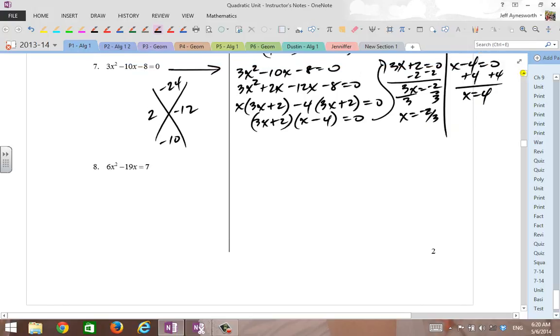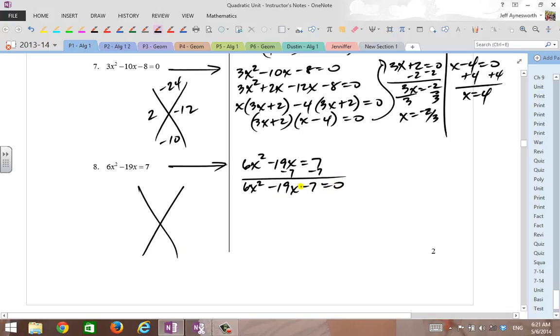All right, and only one more to do. So the next one, right here, pause the video and get started. All right, so in the next one here, we want to subtract 7 and get it in standard form. So we have 6x squared minus 19x minus 7 equals 0. And we've got to play this game again. So 6 times negative 7 is negative 42. And what two numbers multiply to negative 42 and add to negative 19?